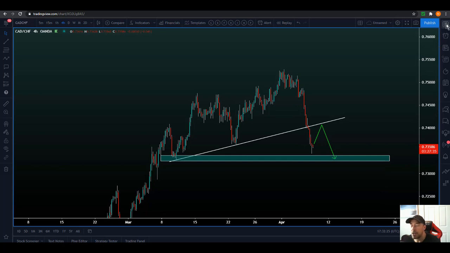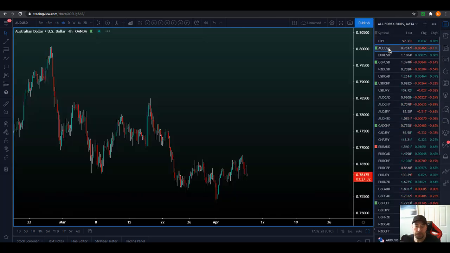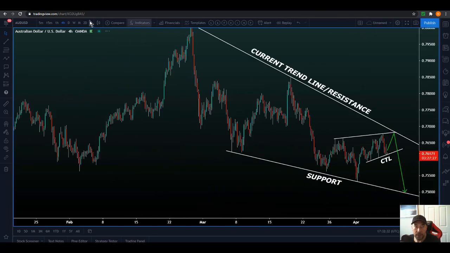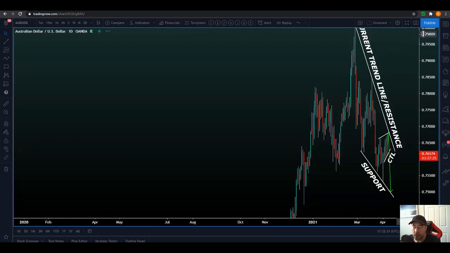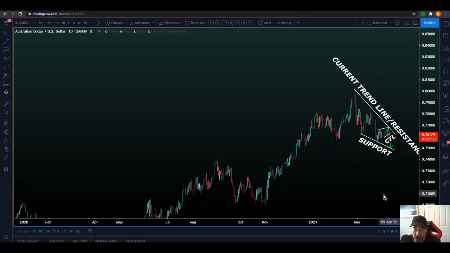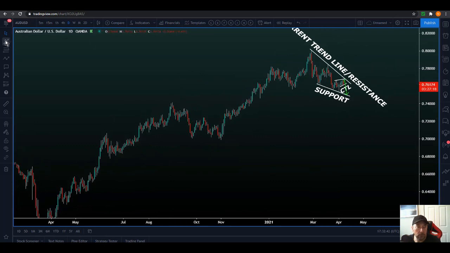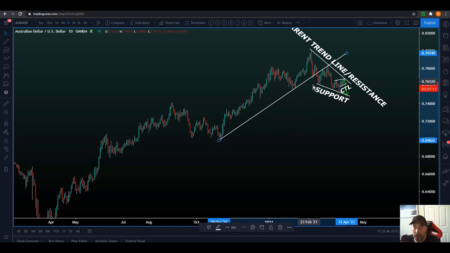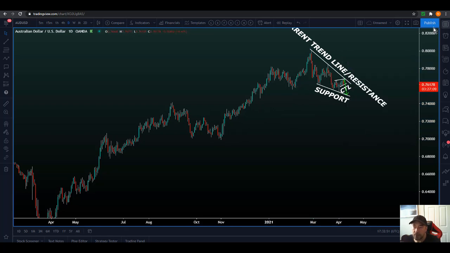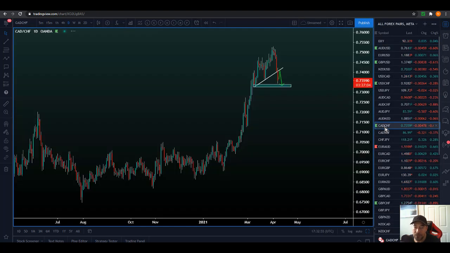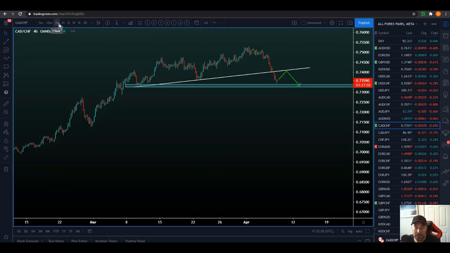Ideally, do you remember Aussie when I showed you Aussie? Let's just go back to it. When I drew in the previous trend line that had been broken, let me just do it again for you guys. I think it was this one here, where basically we broke out and we retested the trend line. So we can look for something very similar on CAD Swiss. Doesn't mean it's going to happen, but if it does, then absolutely brilliant, fantastic.